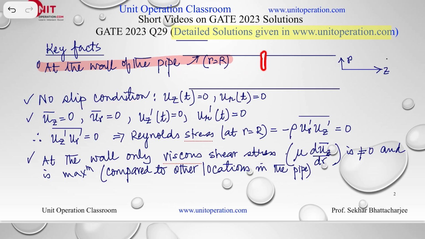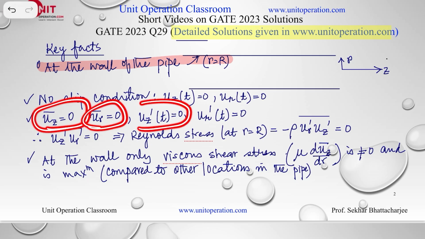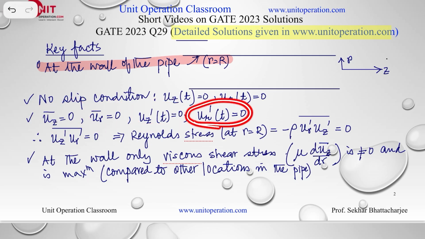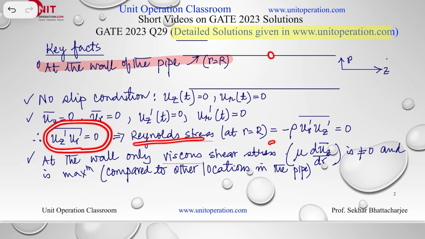At the no-slip condition here, this velocity is going to be zero, and radial velocity is going to be equal to zero, and so this is going to be equal to the fluctuating components, of course, over time that's going to be equal to zero. In fact, the Reynolds stress is also going to be equal to zero right at the wall. So these are all the conditions that are true at the wall. These are all components of zero.